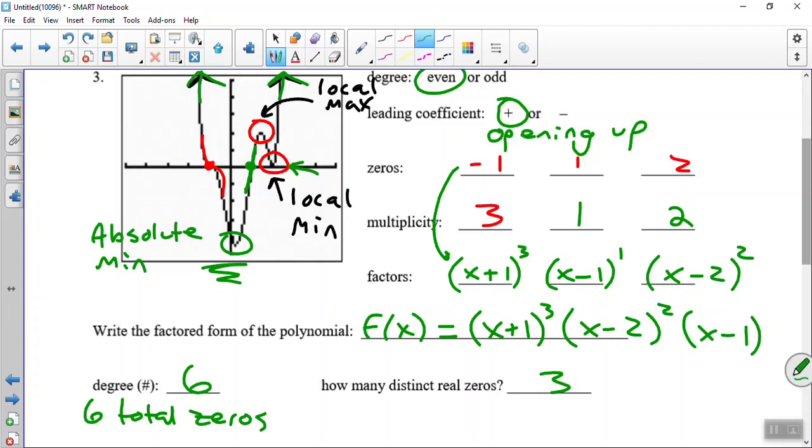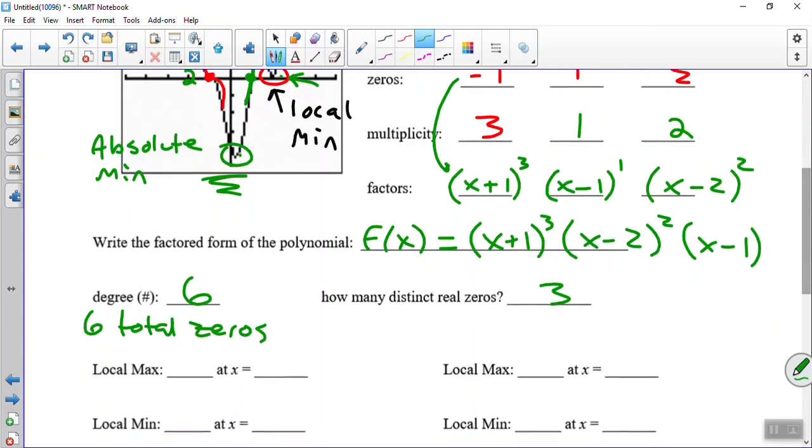If you look at the turns here, you've got 1, 2, 3 turns that are obvious. This inflection point counts as 2 turns. So there's 5 turns, technically 6 degree. Okay.